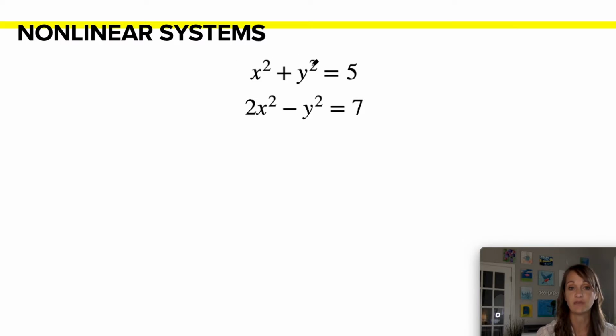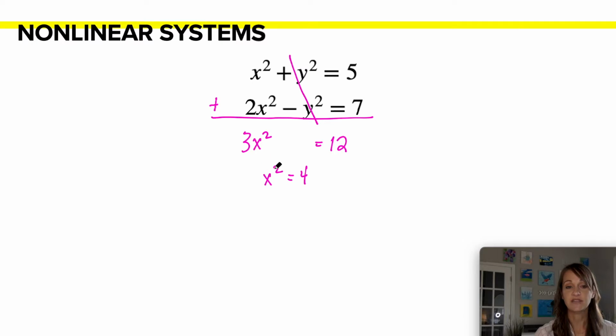For example, I have a positive y squared, I have a negative y squared. So if I add these two equations together, they will eliminate each other. X squared and 2x squared give me 3x squared. 5 plus 7 give me 12. I can solve this equation because I have one variable. I would divide by 3 and I would get 4. If x squared equals 4, then I would take the square root of both sides, and when I do that, I get plus or minus 2.